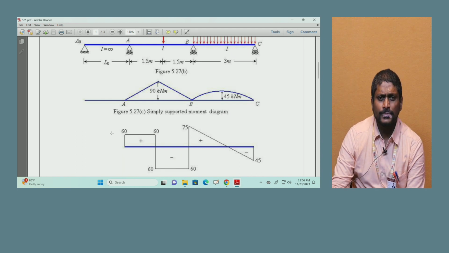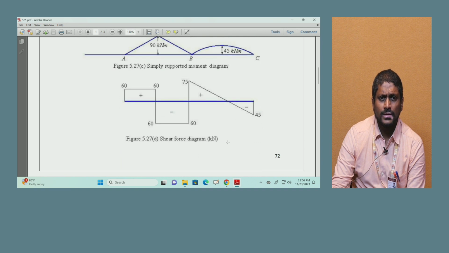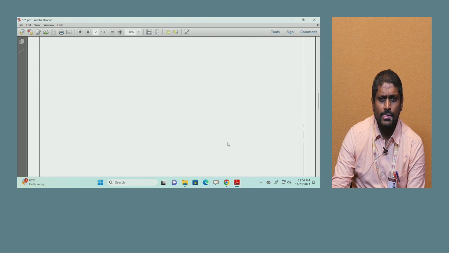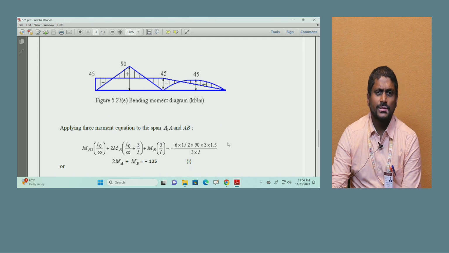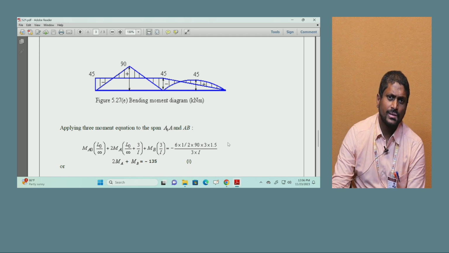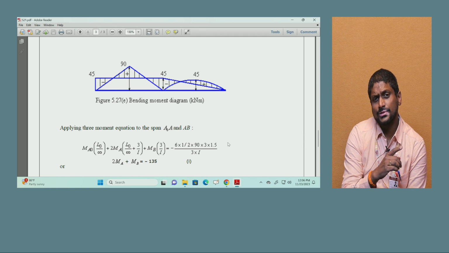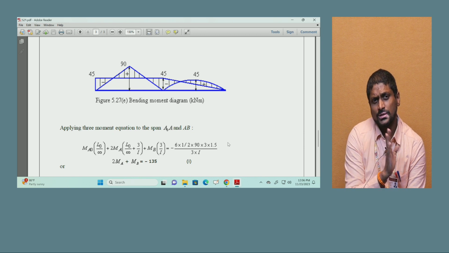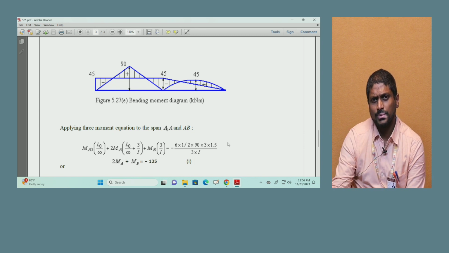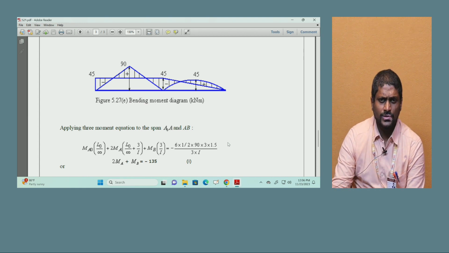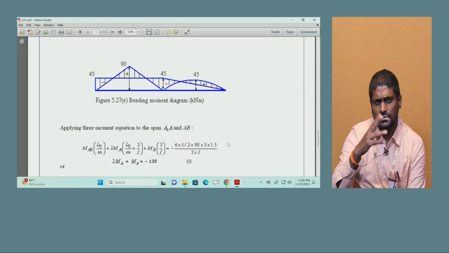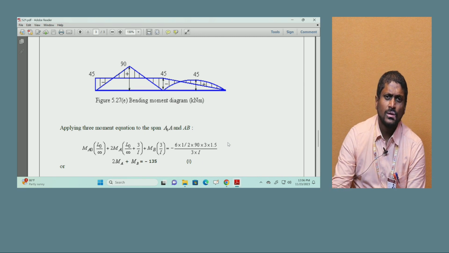Now the combined diagram can be seen here. Because it is a fixed support, the moment will not be 0 there, that is why that box is coming, and this is a simply supported one, that is why it is closing with 0. That is all about the fixed moments. But if you see the other combined diagrams, that is due to the simply supported diagrams. So that is all about that.